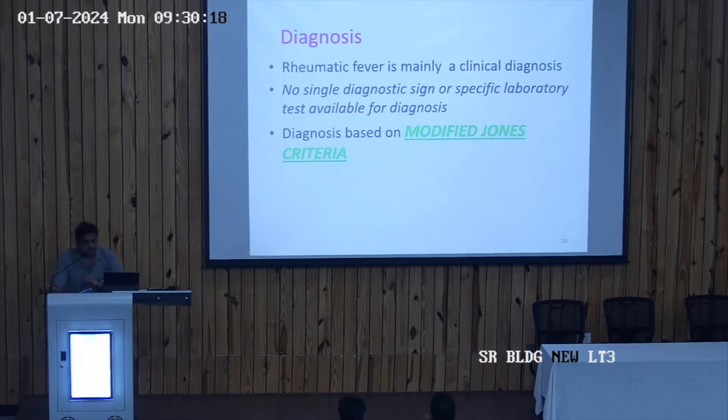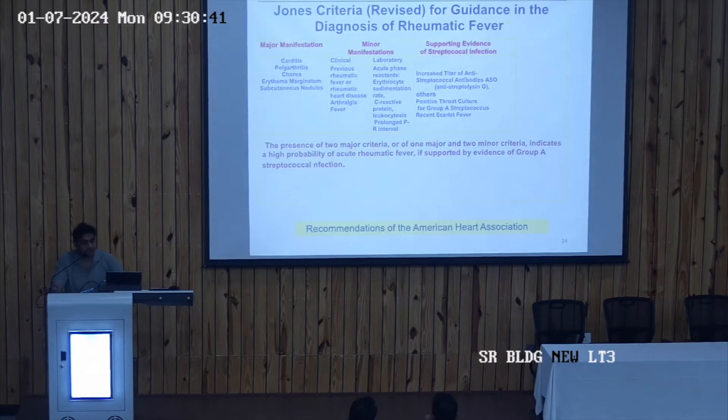So rheumatic fever is mainly a clinical suspicion. Clinical diagnosis is important. No single diagnostic sign or specific test is available, but there is a whole set of labs, clinical findings and some imaging. So for diagnosis, some criteria are adopted: the modified Jones criteria. It has some major manifestations, some minor manifestations, and some supporting evidence.